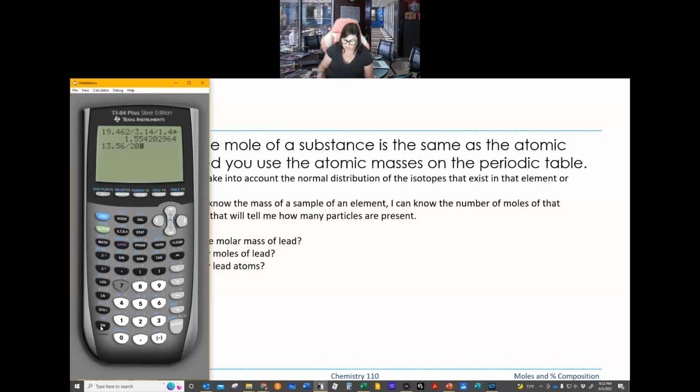13.56 and divide that by 207.2, and that's going to give me an answer of 0.065444 and so on. 4 sig figs, because I have 13.56, so it's 4 sig figs, 0.06544 moles. That's my answer. Awesome.